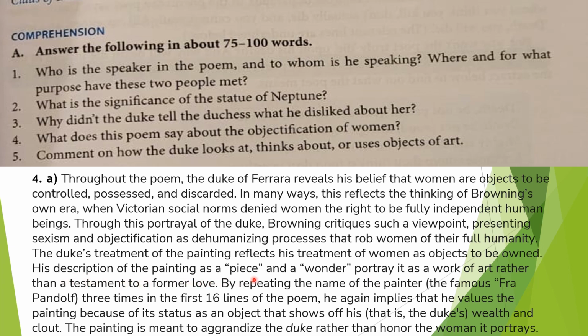The Duke's treatment of the painting reflects his treatment of women as objects to be owned. His description of the painting as a piece and a wonder. He doesn't treat her as a woman or a human being, he calls it a piece and a wonder. Portraying it as a work of art rather than a testament to a former love. By repeating the name of the painter, the famous Fra Pandolf, 3 times in the first 16 lines of the poem, he again implies that he values the painting because of its status as an object that shows off his wealth. So that is the respect he has given to the women, students.